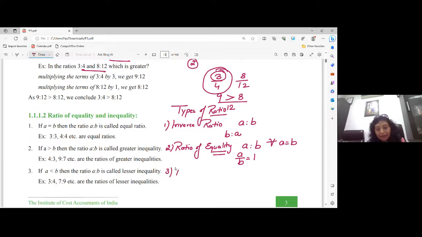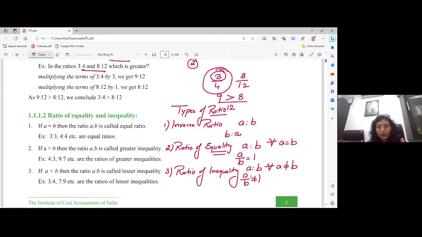Next, we have ratio of inequality. Now, what is ratio of inequality? If both the terms of the ratio are not equal, means we have the ratio A is to B in such a way that A is not equal to B. So this is called ratio of inequality because A/B is not equal to 1.